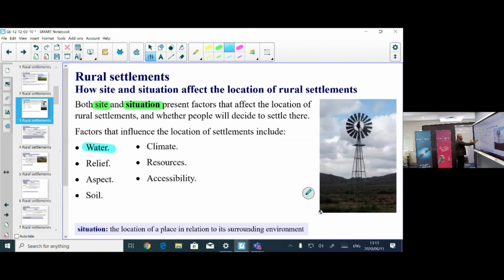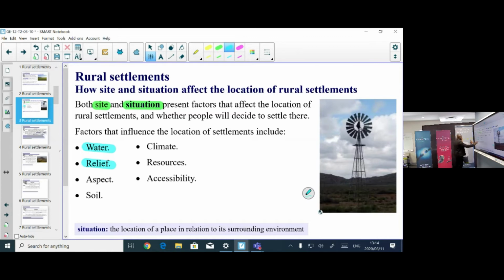Then we do have relief. With relief, we are talking about the gradient, the steepness of the earth's surface. It is very important because it will determine if it's a farming community, it will determine the rate of erosion, and it will also determine the runoff and how much water seepage is going to be collected in the ground for crop production.